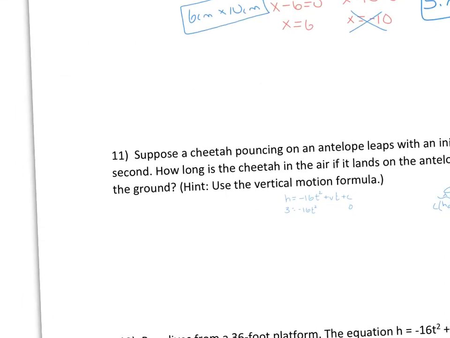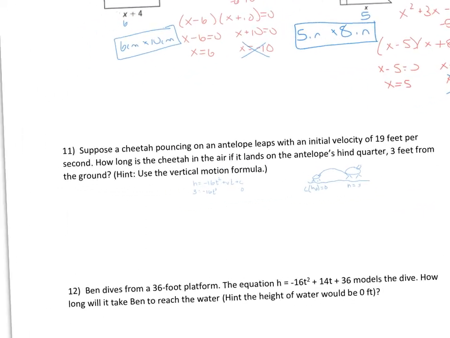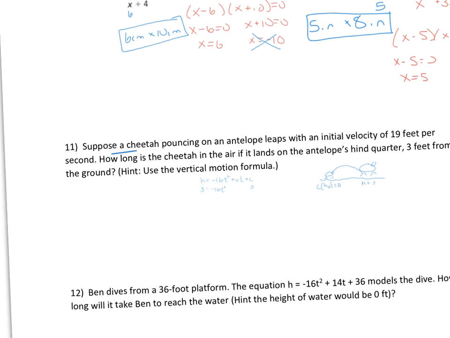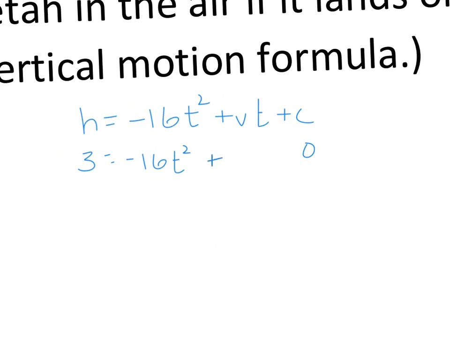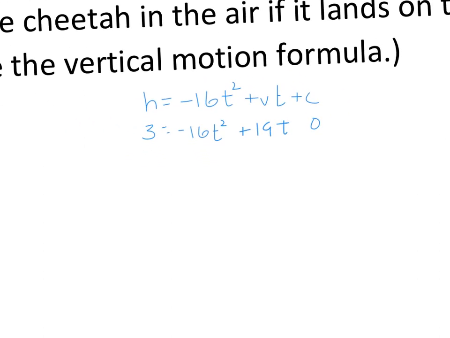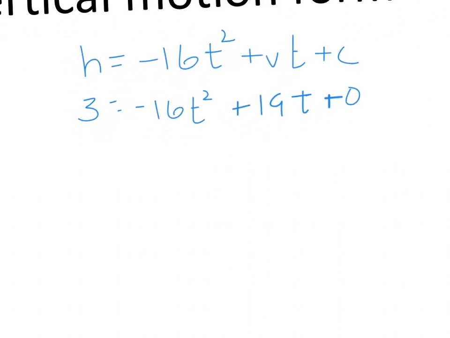The question is how long, right? How long? So we know we're looking for t, so we're not plugging anything in for t, but we do have a velocity of 19 feet here. So I'm going to have plus 19t. Okay? All right. And then technically it's a plus 0 here as well. So now, first thing we're going to do is let's set equal to 0.